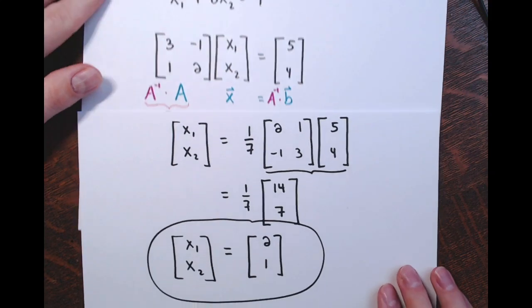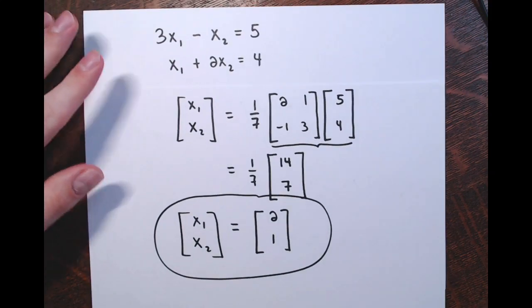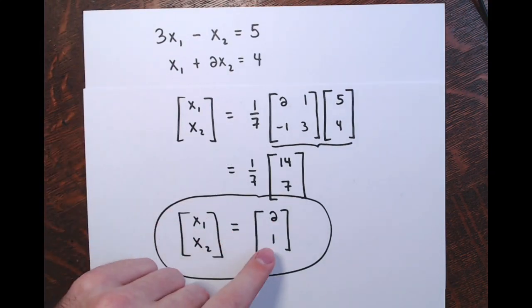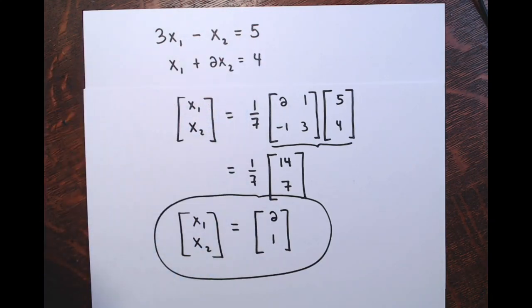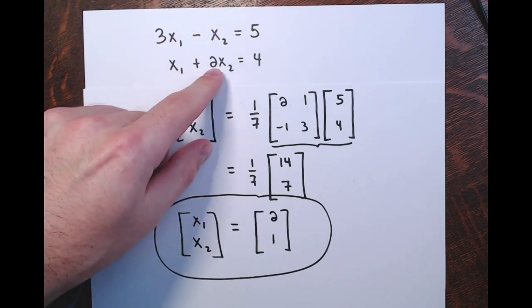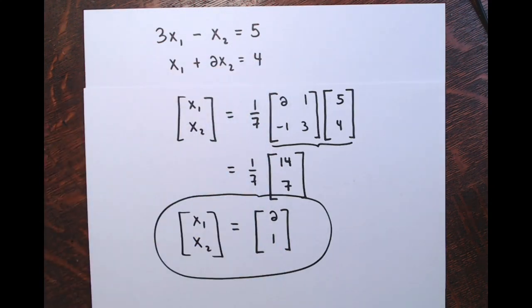And we can double check. Go plug them in. Plug in 2 for x1, 1 for x2. That'd be 6 minus 1 is 5. Fantastic. And then 2 plus 2 is 4. Also great. This is a good, valid solution. And again, it's the only one.